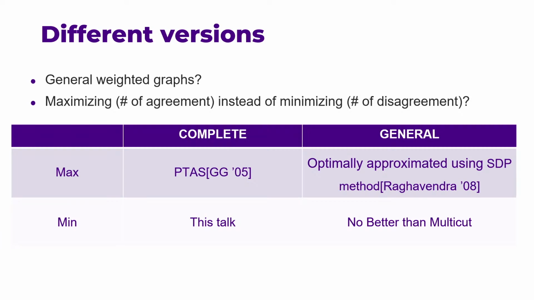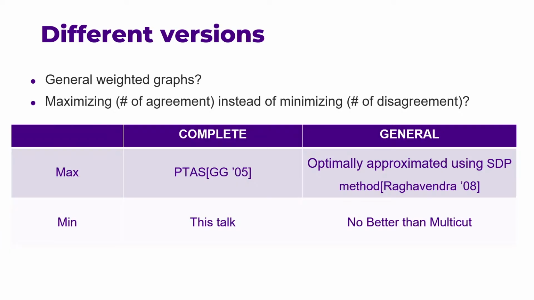Or instead of considering the minimized problem, we consider the maximized problem. We maximize the agreement. Unfortunately, for all other 3 problems, it's either solved or it's super hard. For example, if you care about the general weighted graph, and we try to maximize the agreement, it has been shown that we can use a semi-definite programming (SDP) method. It's quite similar to the max-cut algorithm, and we can use the SDP to get an optimal solution.